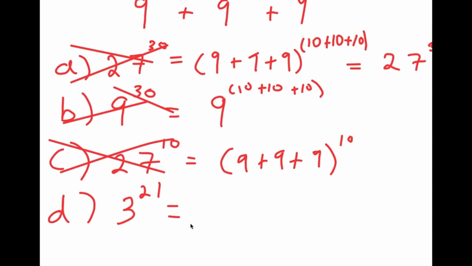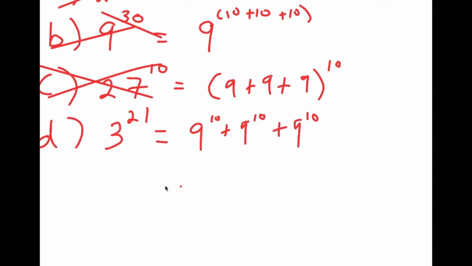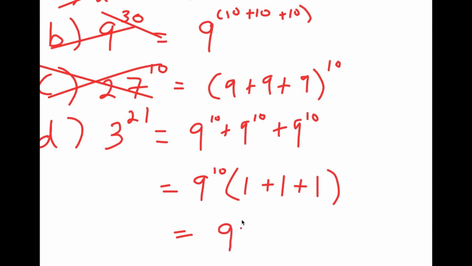Now 3 to the power of 21, which is by process of elimination the right answer, we're going to see how they got this. So we first start with 9 to the power of 10 plus 9 to the power of 10 plus 9 to the power of 10. And I'm going to factor out 9 to the power of 10. So I get 9 to the power of 10 times 1 plus 1 plus 1, which is equal to 9 to the power of 10 times 3.